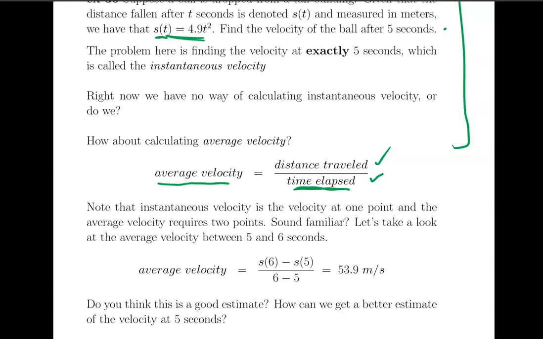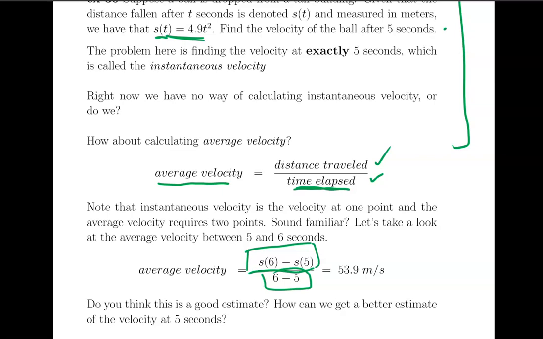So let's take a look at the average velocity, let's say between 5 and 6 seconds. That would be the change in distance up top, so 4.9 times 6 squared minus 4.9 times 5 squared. And the change in time on the bottom is 6 minus 5, or 1. So you do that calculation, you get about 53.9 meters per second. Is this a good estimate? It's okay, I guess. Can we get a better one?